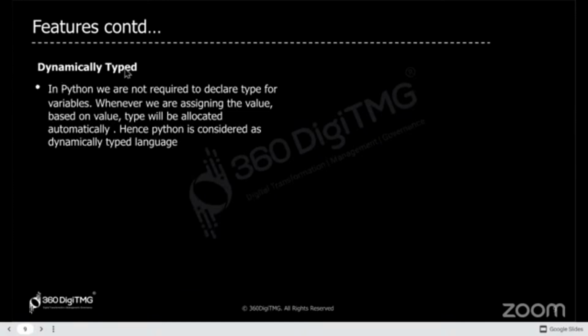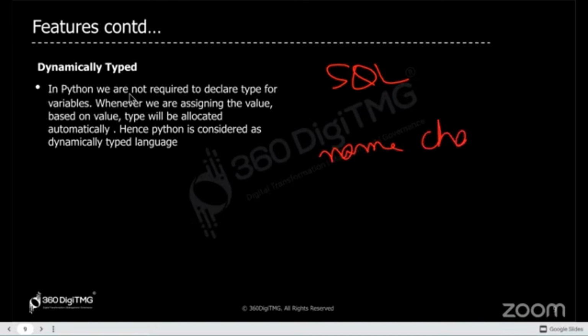It is dynamically typed. What does this word dynamically typed mean? Again, all of you may not understand it right away, but if anybody is from an SQL background or from any other programming language background, you will know that when you're declaring variables, you have to specify the type of the variable. Like, let's say I have to store the name of a person, then I have to declare the variable as character and it will have 20 characters in length.